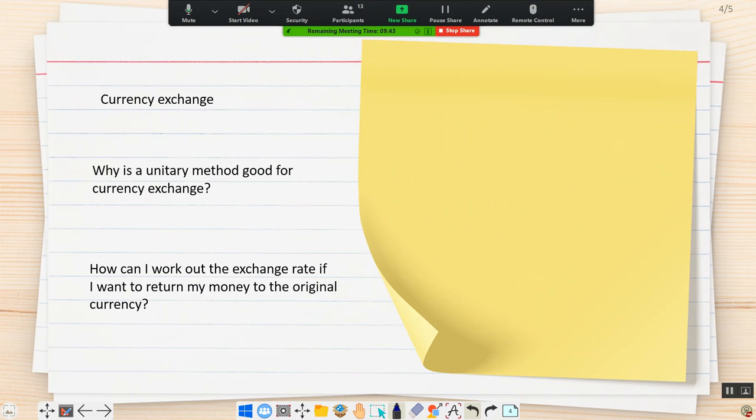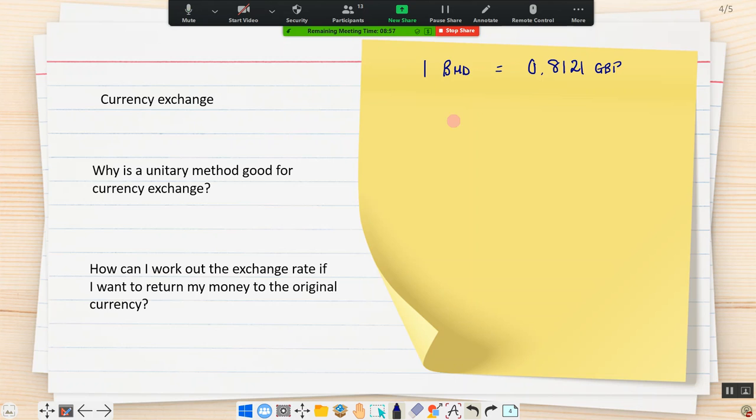All right. So why do we use a unitary method? So let's talk about, I know at the moment that one Bermudian dollar is about 0.8121 Great British pounds. All right. Now, do I get more dollars or more pounds? So if one Bermudian dollar is worth that many pounds, what do I have more of if I have an amount of money? Would I have more dollars or more pounds?